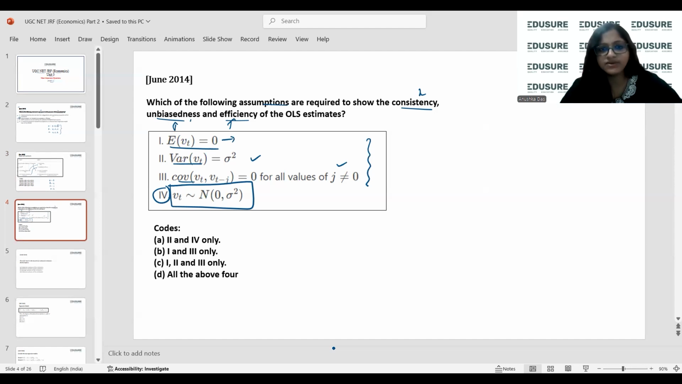So what will be the right answer? The question says, which of the following are required to show consistency, unbiasedness, efficiency? So A, B, and C, all three are required, right? So all the three, 1, 2, and 3, will be required. Only the fourth is not required. So C will be the right answer. So 1, 2, and 3, all the three assumptions. Again, I am repeating that CLRM assumptions are very important. We can give you questions from any direction, right? So please keep that in mind and prepare them.